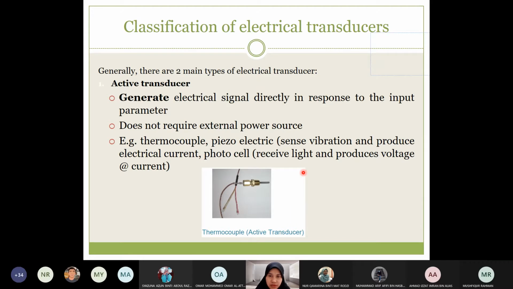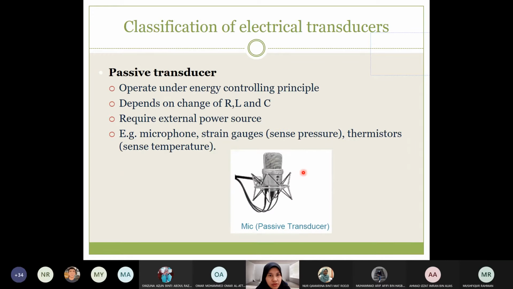Piezoelectric senses vibration and produces electrical current. What else? Photocell. Photocell receives light and produces voltage or current. Okay. Passive transducer operates under energy controlling principle. It depends on change of R, L, and C. It requires external power source. The examples are microphone, strain gauge, thermistor.